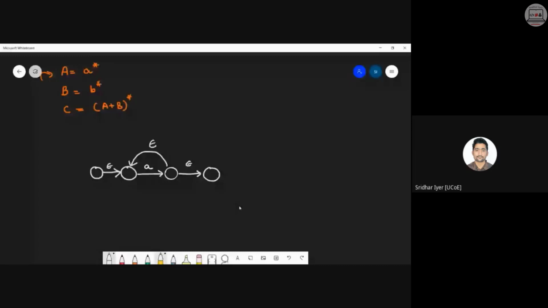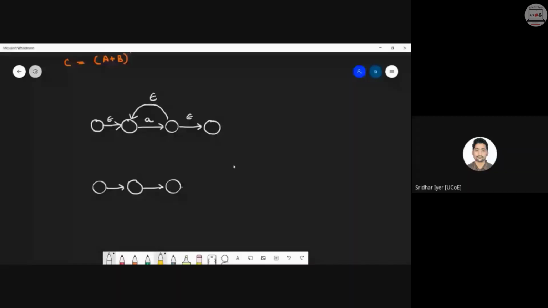Similarly, draw B closure. Just check how I'm drawing it in the exam also. This is B. Just have a look at the arrows properly. Don't mess up with the arrows. Otherwise, straight away you will get 0 marks. Incoming and outgoing have their own meaning. So don't mess up with the meanings. Okay. So this is A closure, B closure.